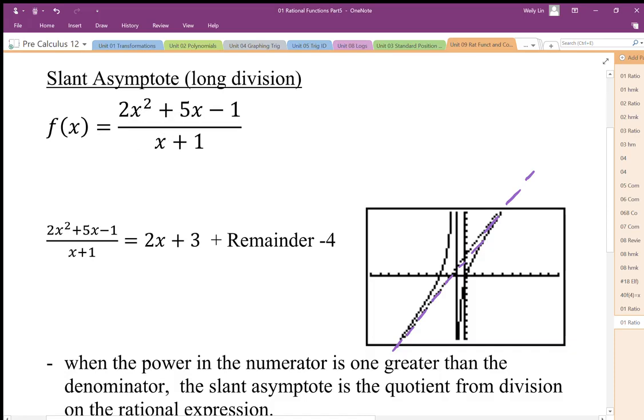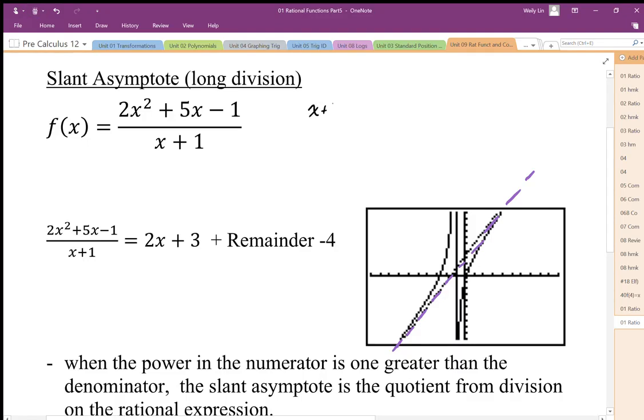So how do we find the equation of the slant asymptote? Well, we find it by long division. And I'll show you what happens here. So 2x squared plus 5x minus 1 divided by x plus 1 is going to give us a quotient of 2x plus 3 and a remainder of negative 4. So I'll write out the long division here.